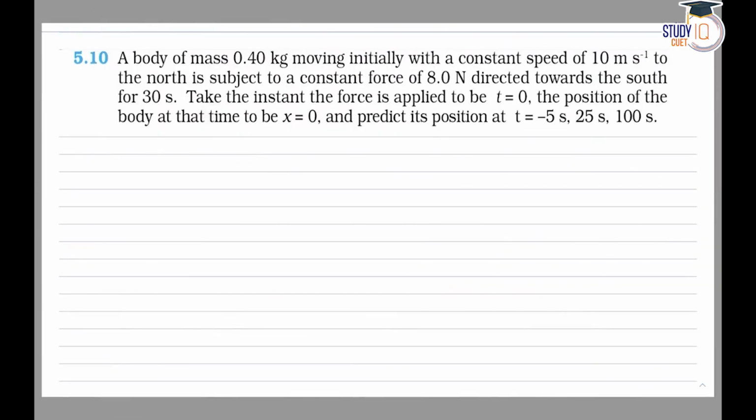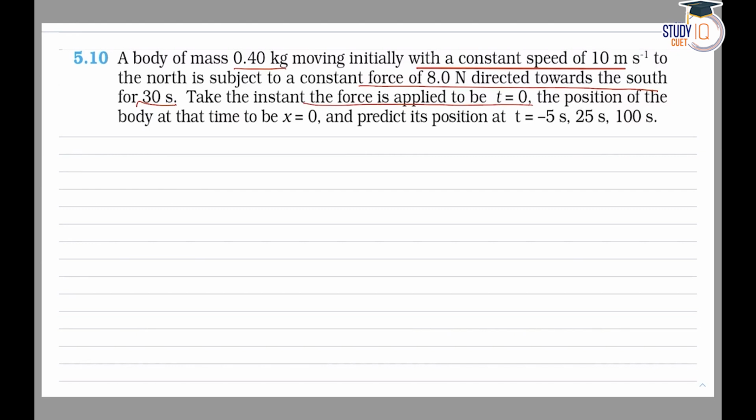NCERT Physics Class 11, 5th chapter, Laws of Motion, question number 5.10. A body of mass 0.4 kg, moving initially with a constant speed of 10 meter per second to the north, is subject to a force of 8 Newton directed toward the south for 30 seconds. Take the instant when the force is applied to be 0 second.